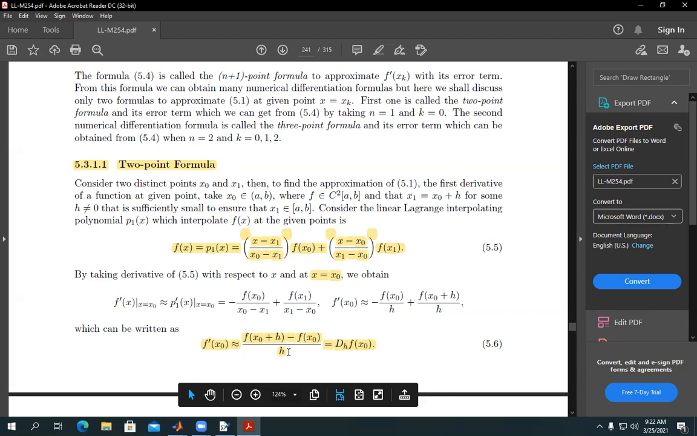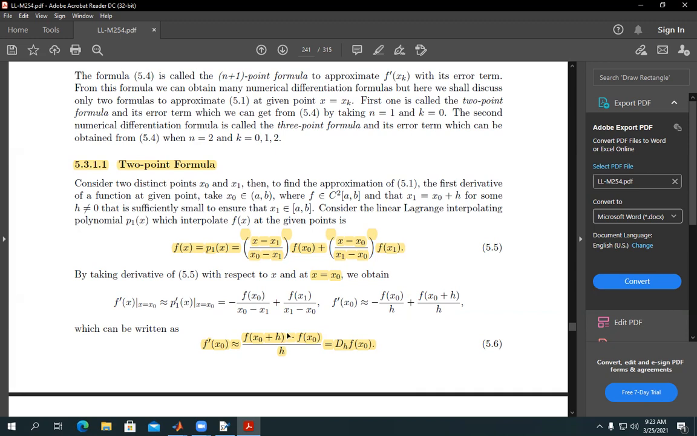Now, what is h here? You remember in chapter number 5, we talked about the data point. Data point, when I say it, I simply mean the x value. And as I said, data points may be equally spaced, may be unequally spaced. But please remember that in chapter number 5, our data points should be equally spaced. This is the point you have to remember first.